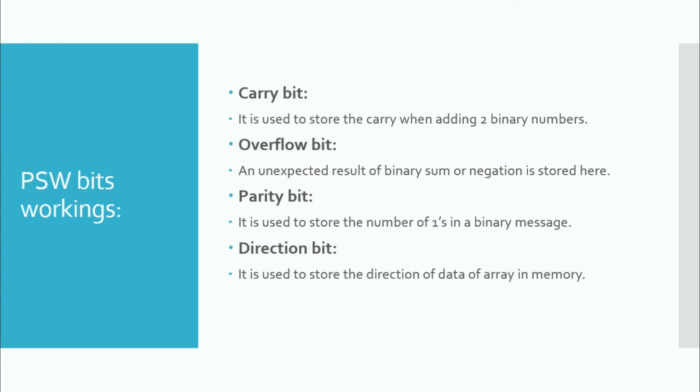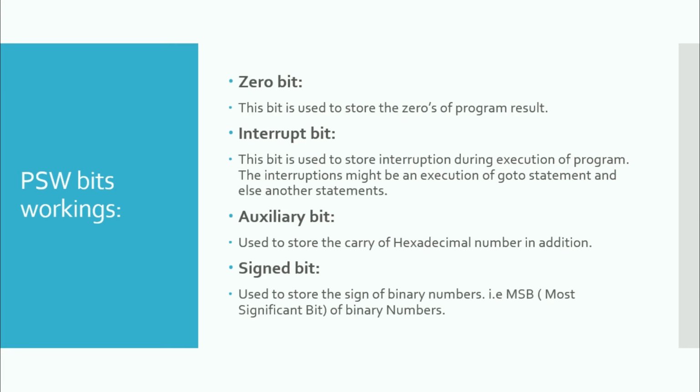And after that we have a direction bit. Direction bit is used to store the direction of data of a memory array in memory. It means that data is stored in upward form or downward form in the memory. You can say that push and pop, and read and write of an array.